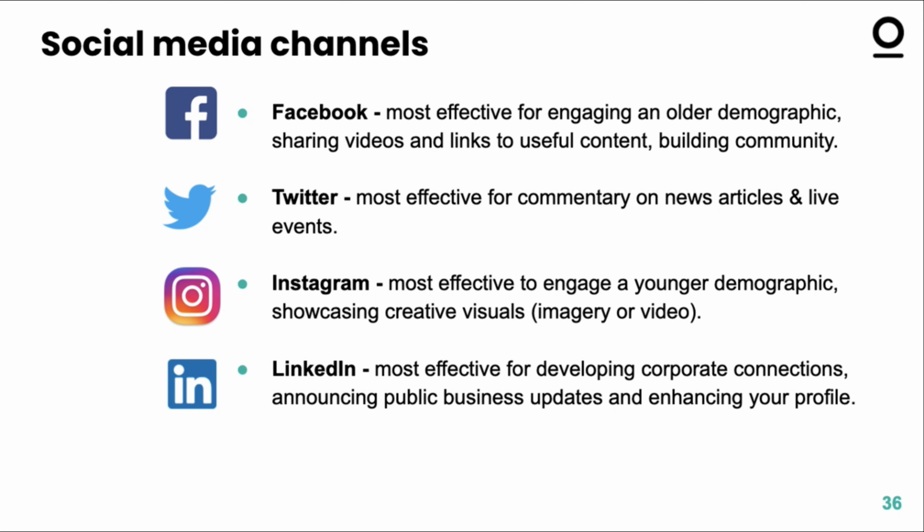So just to emphasize some of those social media channels, Facebook is most effective for an engaging and slightly older demographic who are sharing videos and links to useful content. Plus, look at building community because Facebook groups are a very interesting tool and way of bringing people together. Twitter is a very live channel. It's all about what's happening now. So Twitter is most effective for commentary on news articles and live events. What's happening now? How can your cause become part of the conversation?